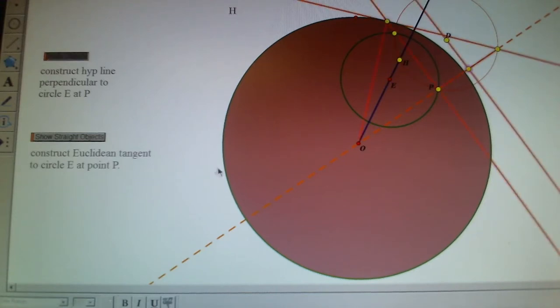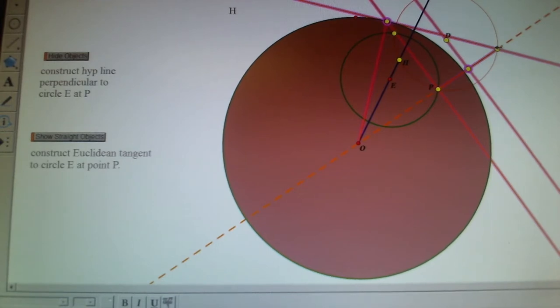Then you construct a hyperbolic line. You pick point P anywhere. And here is the construction of P inverse. I made OP, and it's this long ray. Then I did the perpendicular to P. Then the radius to that point. And then the perpendicular there.